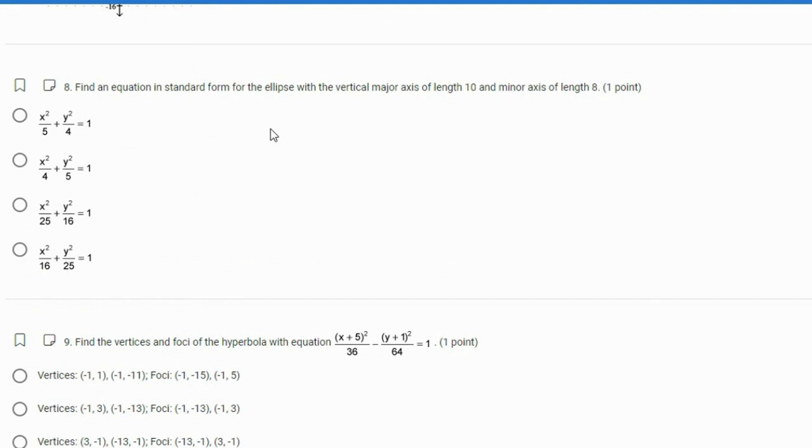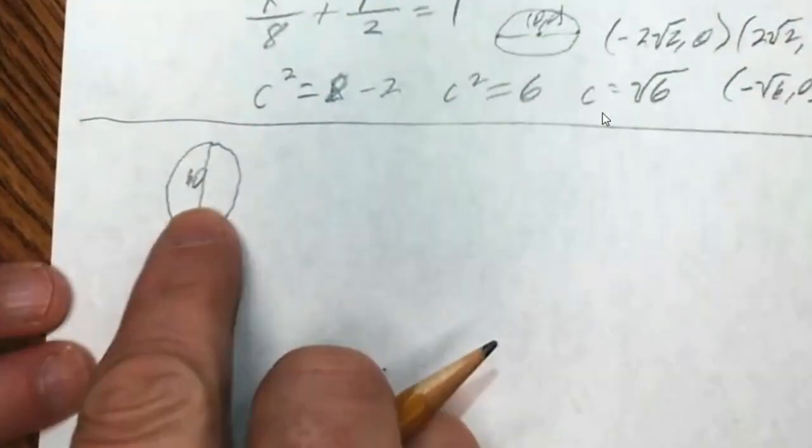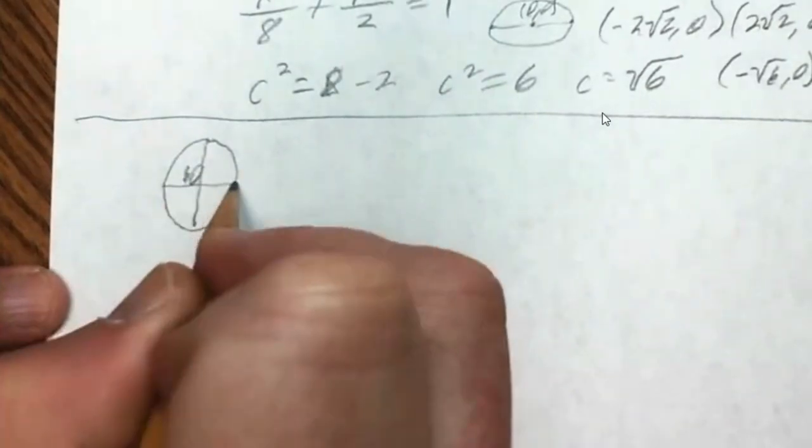Here's another ellipse. Oh, this one's a little different. I like this. This says find the equation for an ellipse with a vertical major axis of length 10. So we need to draw this. If we draw that, this is 10, right? And this here is 8.